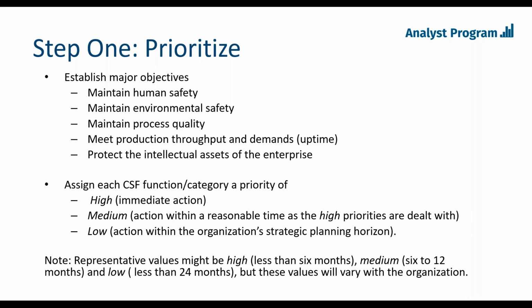So what you want to do in this step is take a look, let's say, at those 5 objectives plus your enterprise need, and look at them against the functions and categories in the CSF and say, we need to assign this a high, medium, or low category. And representative values might be high, in other words, they have to be implemented quickly, less than 6 months, medium, 6 to 12 months, and low, less than 24 months. But those timeline boundaries will definitely vary within the organization.